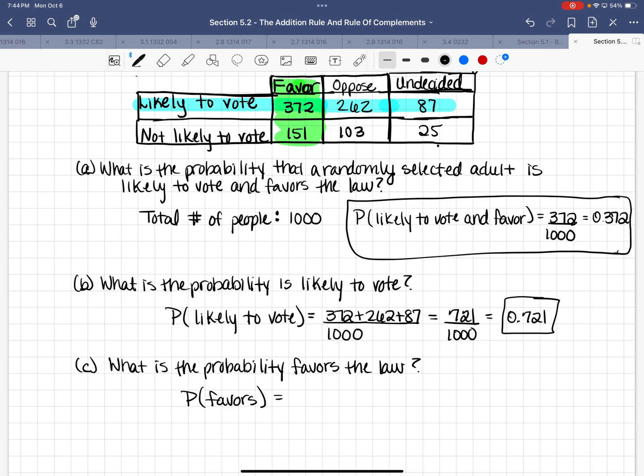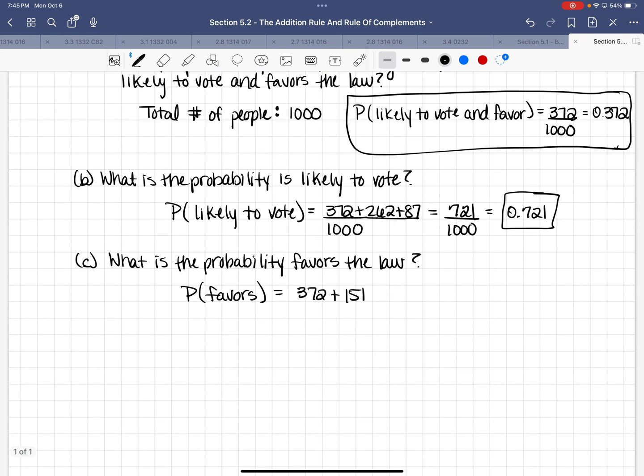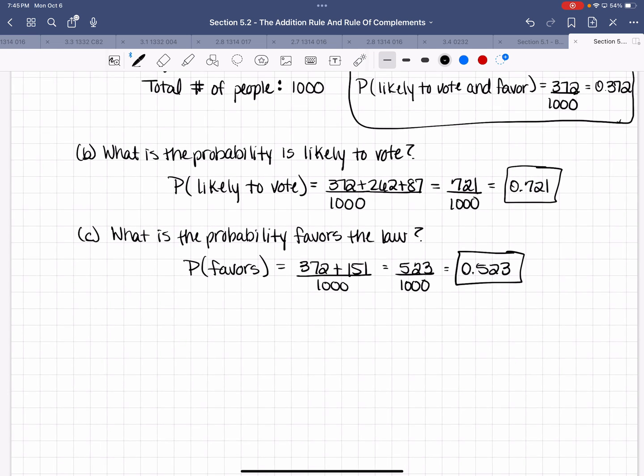Okay? So that's going to be 372 plus the 151 all over 1,000, which is going to give me what, 523? Good, over the 1,000, which is 0.523. Okay.